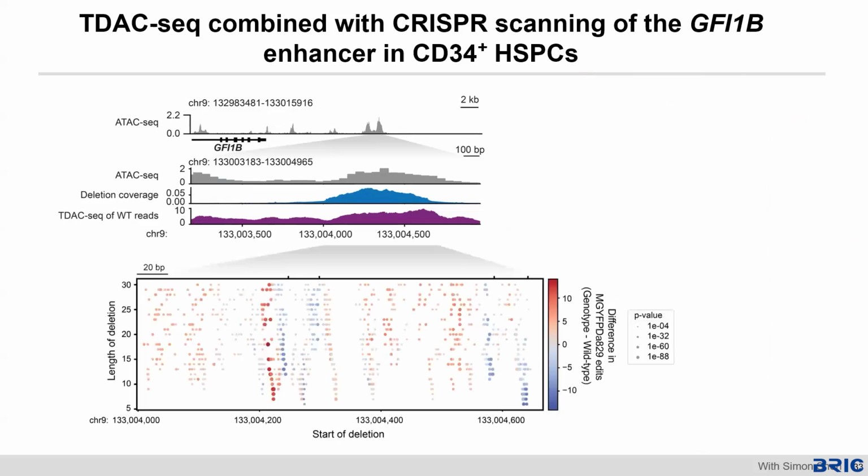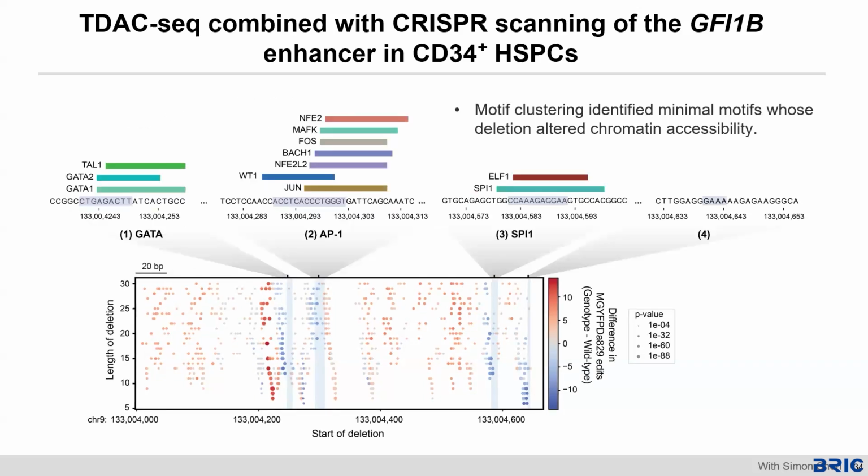To better understand the key motifs within this enhancer, here is an alternative visualization of the GFRMB enhancer screen. Each dot represents a distinct genotype, with the x-axis showing the start position of the deletion and the y-axis indicating the length of the deletion. The color reflects the change in TDAC signal relative to wild-type reads, like I showed before, while the size of the dot represents the statistical significance of that change. And here we identified 4 key perturbations that significantly reduce accessibility.